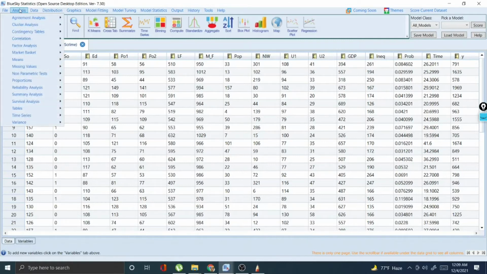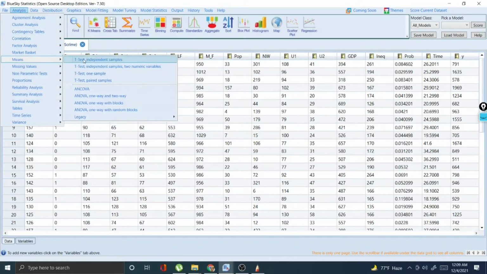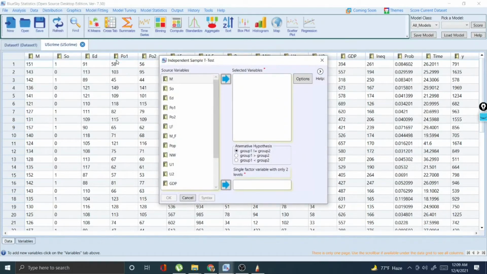So go to Analysis, then go to Means, and then Independent Samples t-test. If you click that one, then we have south. Click this one and select the factor variable with only two levels. Let's assume probability. Go to the probability one, and it says single factor variable with only two levels. So in this case we can see here 1010, right? So in this case we can choose south.